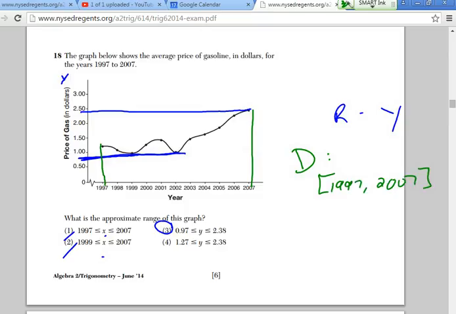Or when you write this, you have to go lowest to highest, 1997, 2007, and which one would you need between? X or Y? X, good. Does anybody know why I used greater than or equal to, and less than or equal to? It includes it because you have a closed circle.